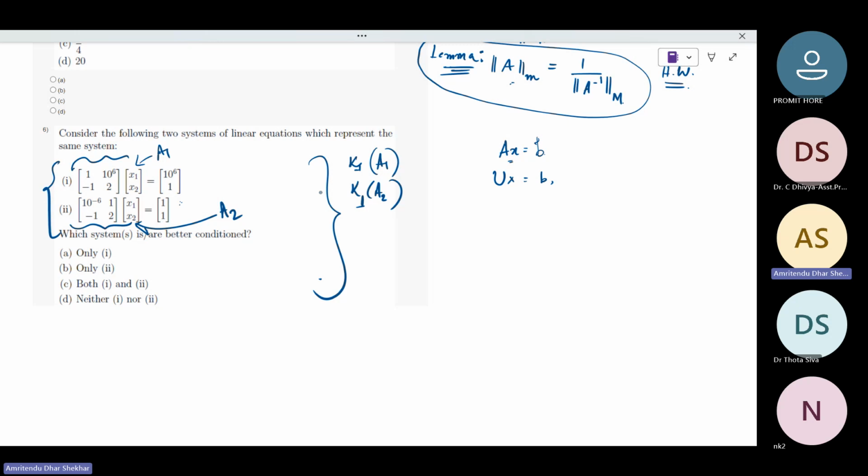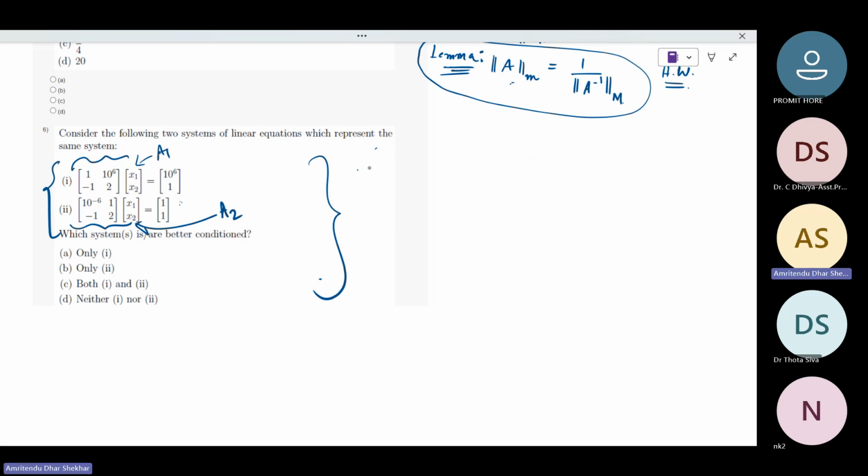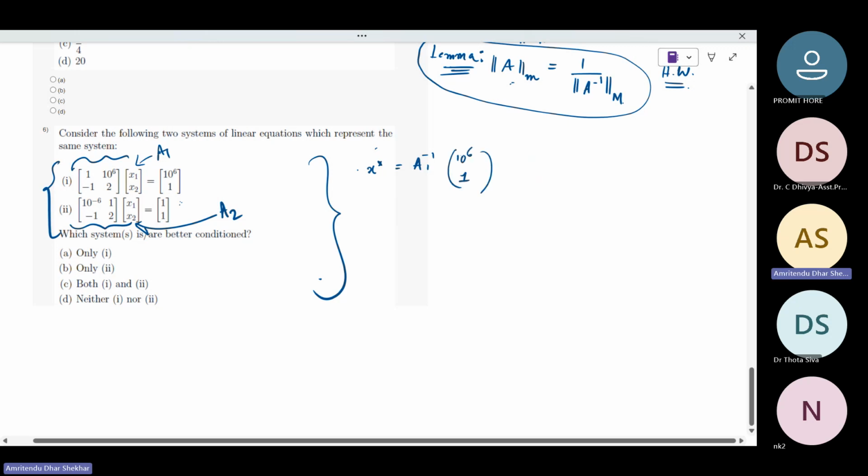Okay, just give me a second. Let's not go by that route. So you can obtain the solution in this way. You can write the solution as x star equal to A1 inverse of (10^6, 1), or you can write x star as equal to A2 inverse of (1, 1).